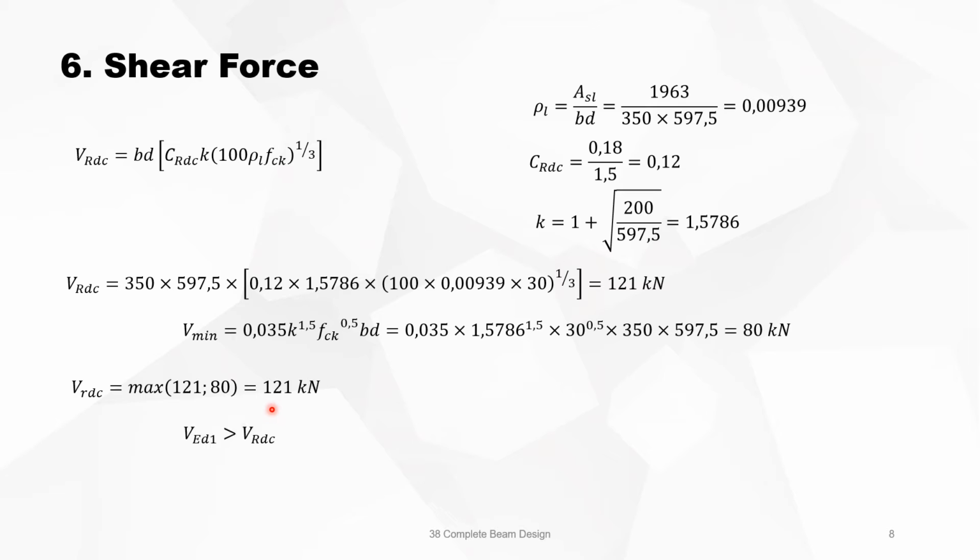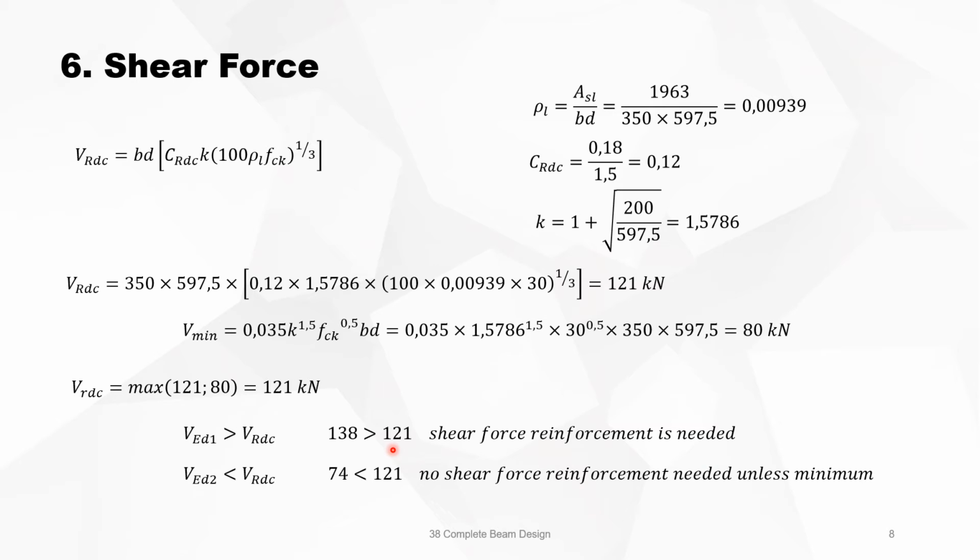So it's 121. This means that we have to look at the VEd1, the shear force at the first crack, and the shear force at the first crack is 138, which is bigger than 121, so we need shear force reinforcement. For the second crack, it's okay. Only the minimum reinforcement is needed.